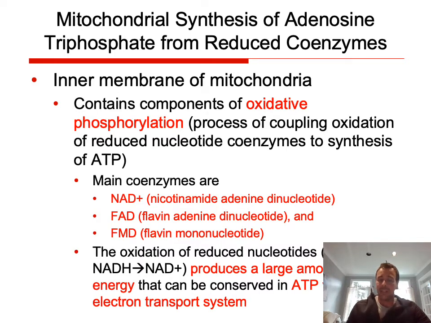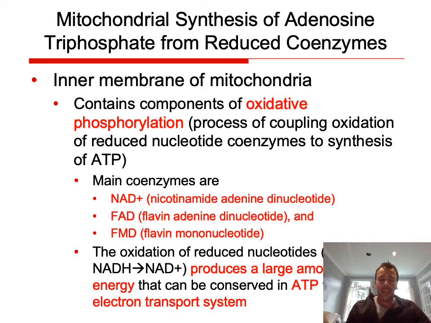So the inner membrane is where all the action happens. It contains components of oxidative phosphorylation, which, just to strictly define this, is the process of coupling oxidation of these reduced nucleotide coenzymes to the synthesis of ATP.